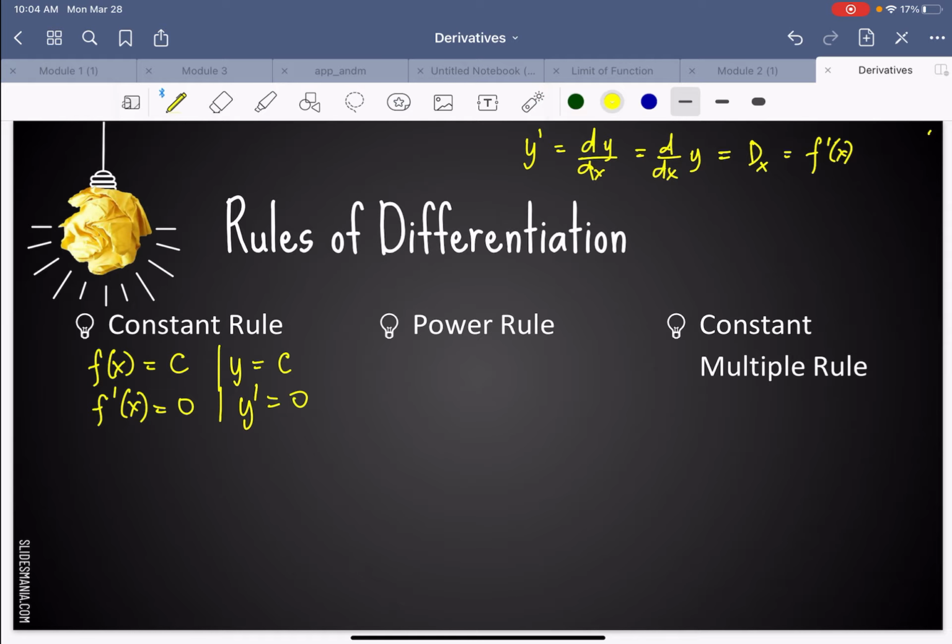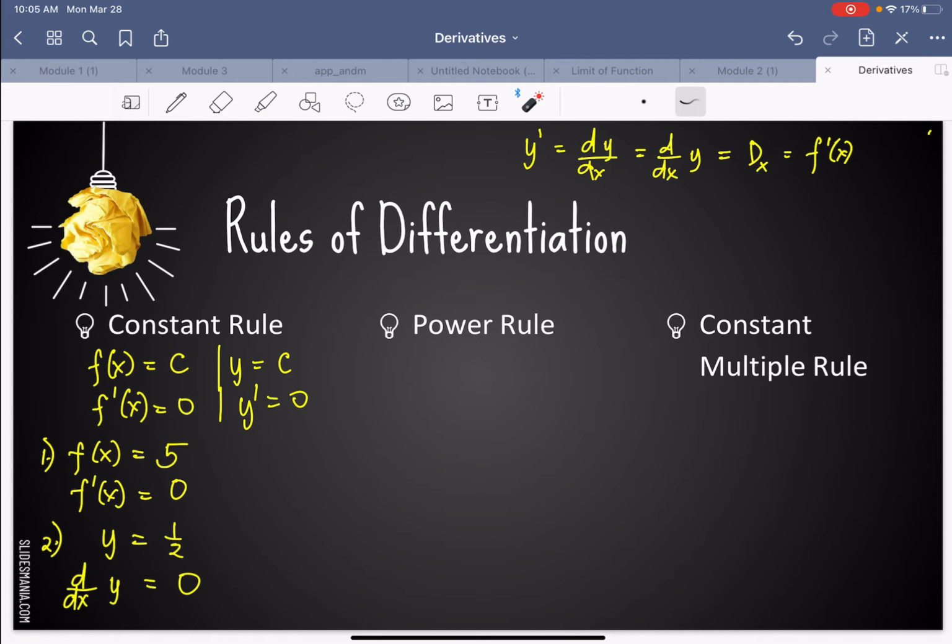Okay, so let's have more examples in constant rule. Number 1, f of x is equal to 5. The derivative of this function, f prime of x, is equal to 0. Another, y is equal to 1/2. So the derivative of y is 0. So always remember, if you're going to find the derivative of a constant, the derivative is 0.